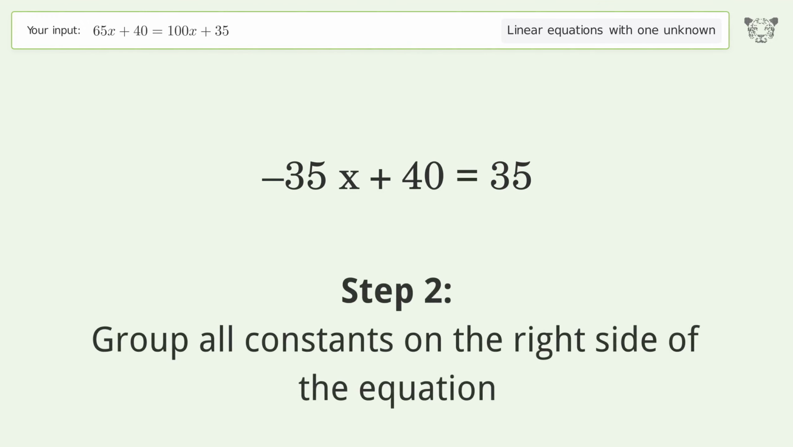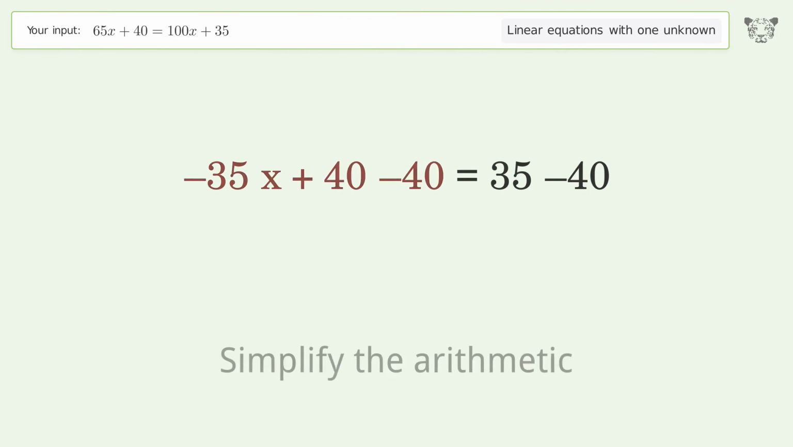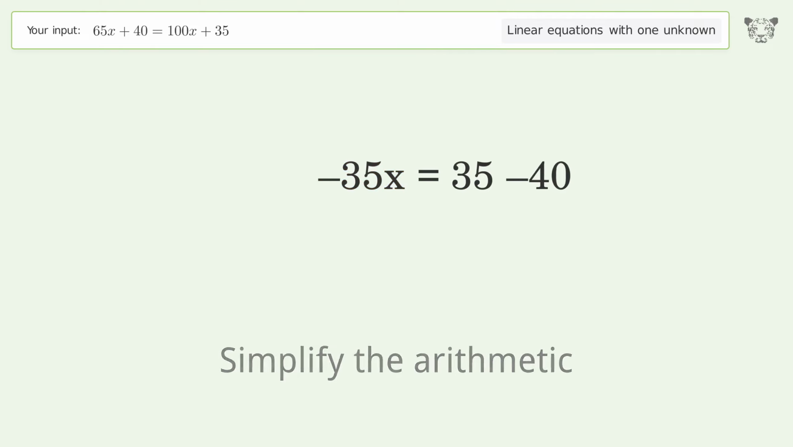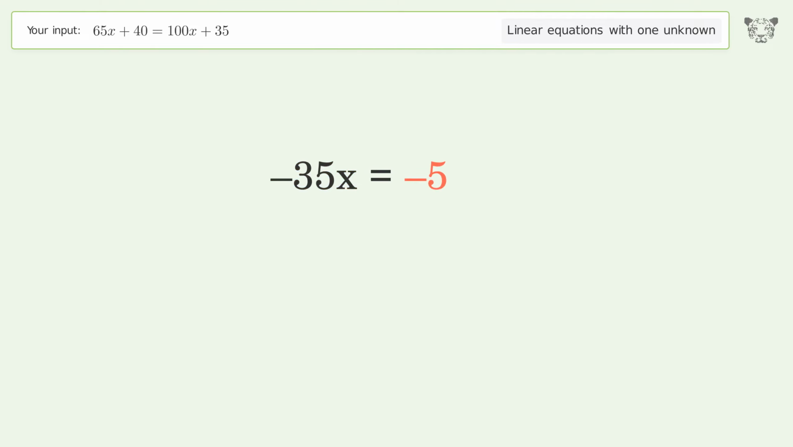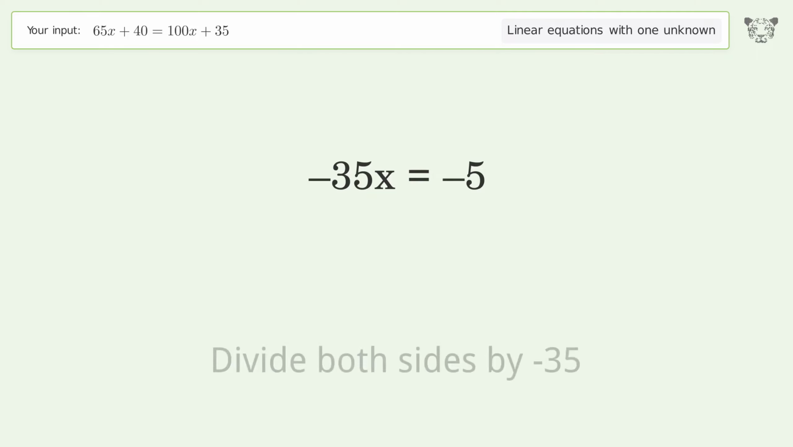Group all constants on the right side of the equation. Subtract 40 from both sides. Simplify the arithmetic. Isolate the x. Divide both sides by -35.